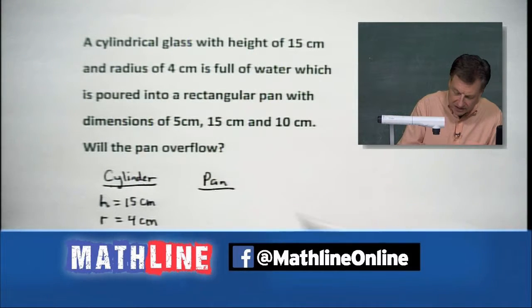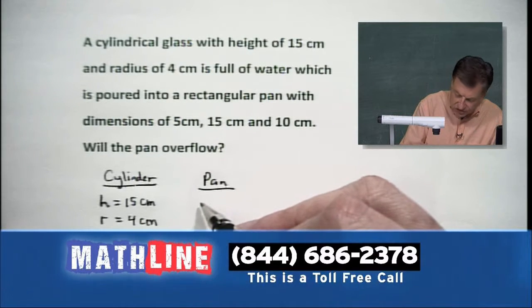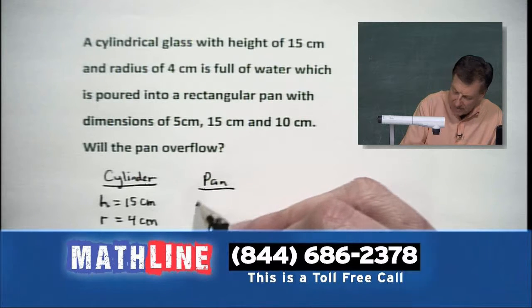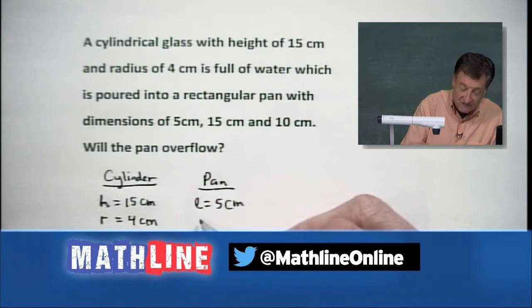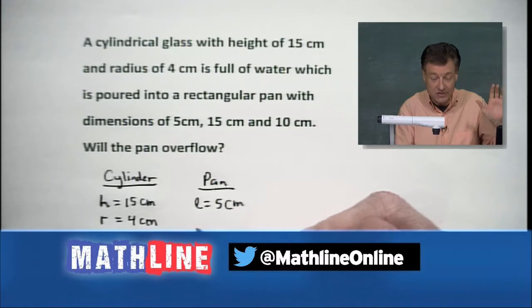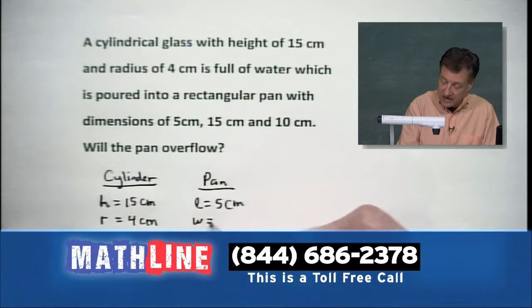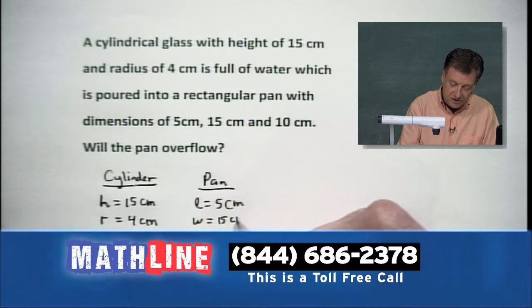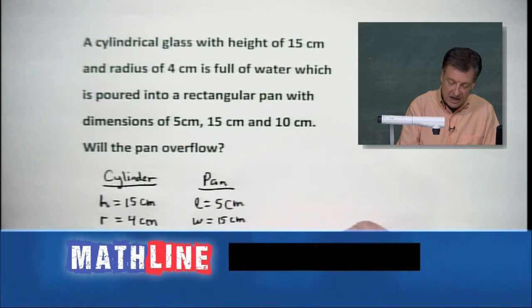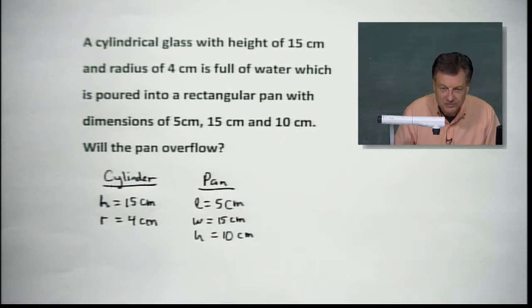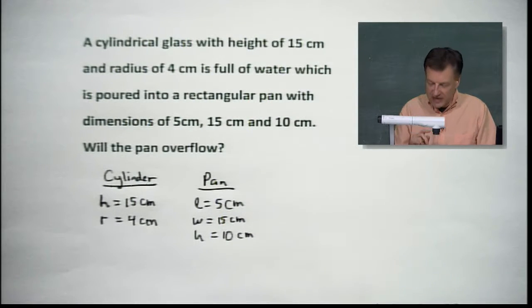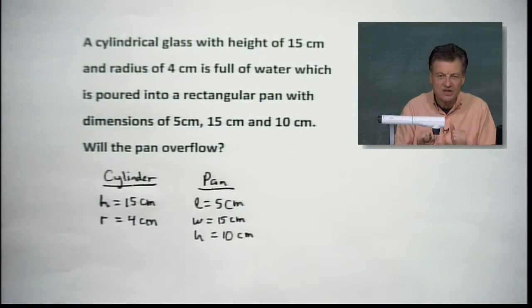The pan is going to have 3 numbers associated with it. It really doesn't matter, but how about it? We'll let the length be 5 centimeters. Don't know how they really came out. We got 3 dimensions. They work together. We've got a width of 15 centimeters. And then we have a height, we'll say, of 10 centimeters. Everybody good on that? So in looking at that, and yesterday we talked about the formulas.